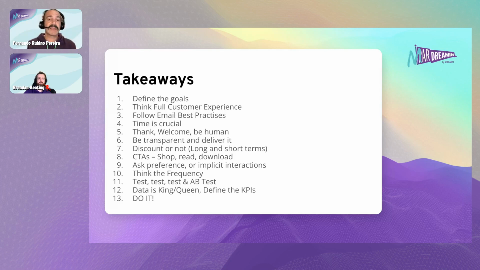Think about the CTAs, they are the actions that you want for your welcome journey. If it's shop, read, or download, think also about the CTAs and the tone of voice. Ask for preferences, or you can also infer some interactions, depending on where they click in your email. Think about the frequency if you're sending the journey, how long it takes from one step to the second step: 1 day, 2 days, 3 days?